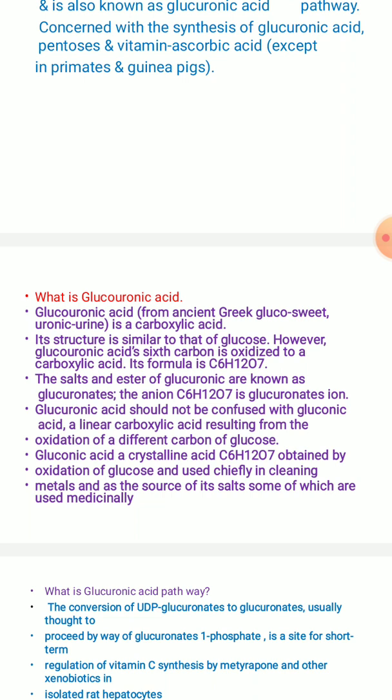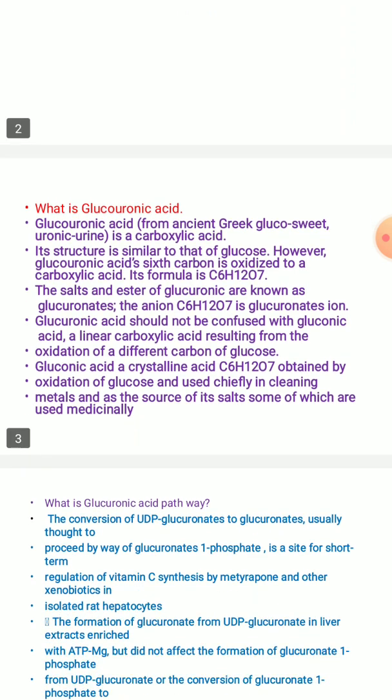This gluconic acid is a crystalline acid, and its formula is C6H12O7. It is mainly obtained from the oxidation of glucose and used chiefly in cleaning metals. It is also the source of its salts, some of which are used medicinally, for medical purposes.